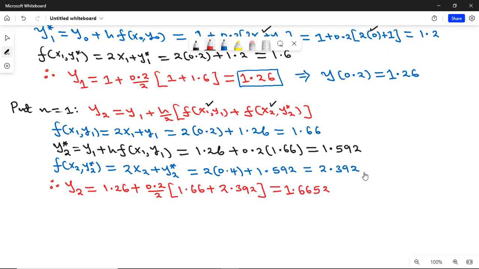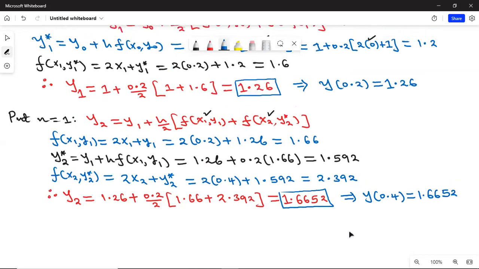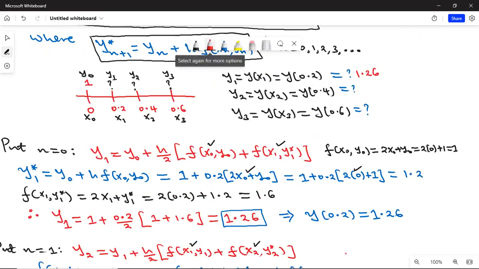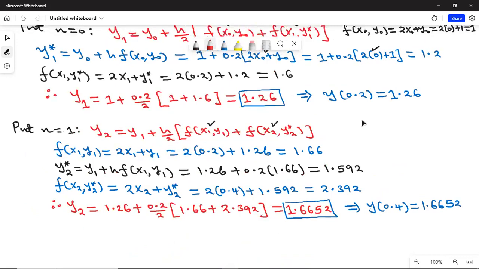So this is the value of y when x is 0.4. We are calling it y2. So you can just say here that y of 0.4 is equal to 1.6652. So it is the value here, 1.6652. So we have found y1, we have found y2. Let's also find the value of y3. So we proceed with the iteration.